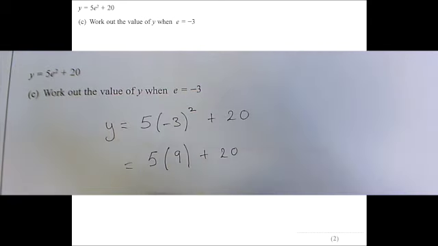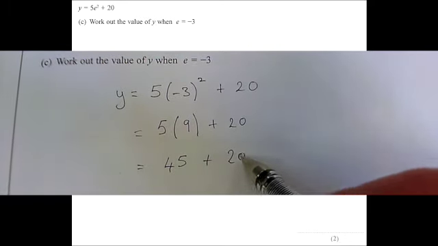So 5 times 9, minus 3 times minus 3 is plus 9. 5 9s are 45, plus the 20 should equal 65.